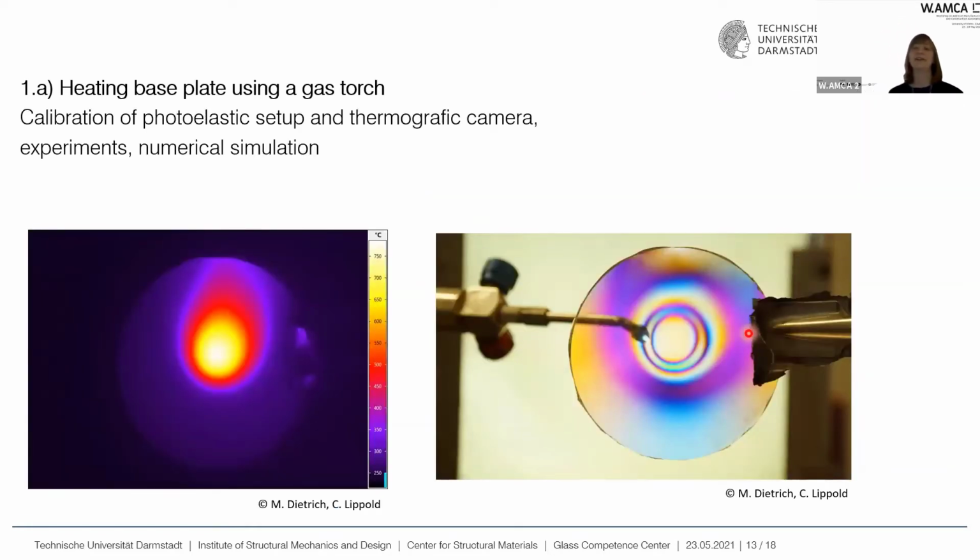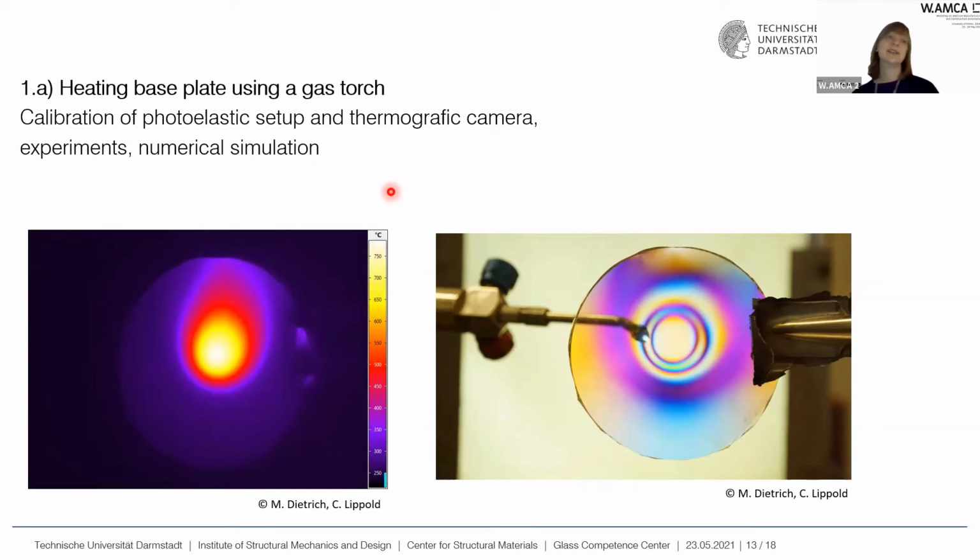This is an example of the thermographic picture and the photoelastic picture. This is a borosilicate glass, and you can see the gas torch. In this thermographic picture, the emissivity of glass is not included. So these temperatures shown here are not the temperatures we expect for the glass surface. So just don't take the numbers from here. They are not the correct numbers.